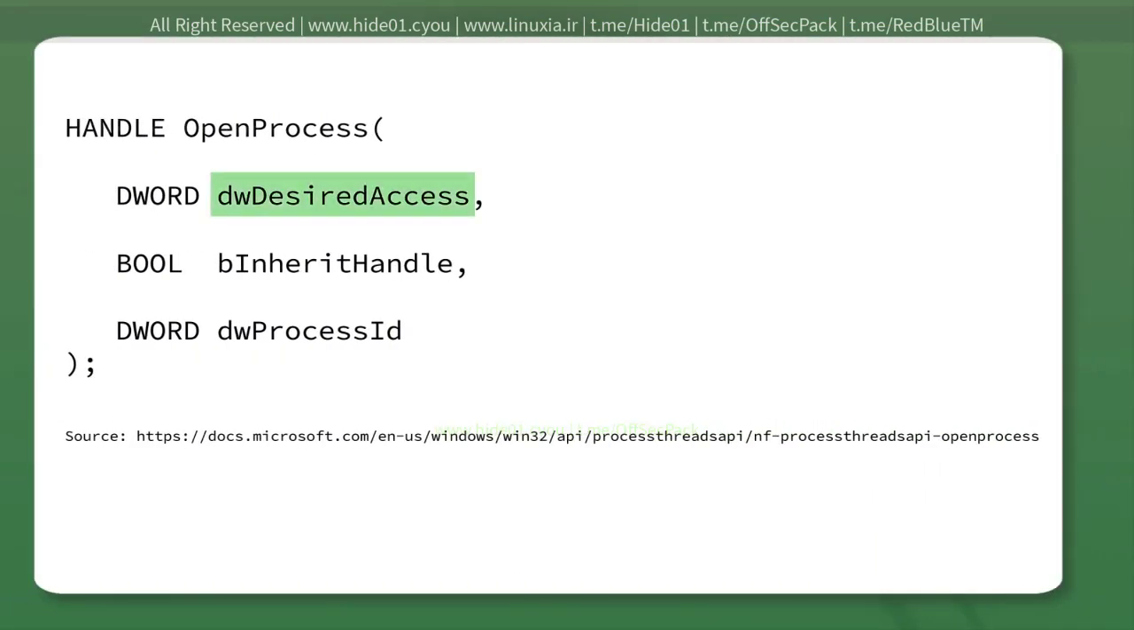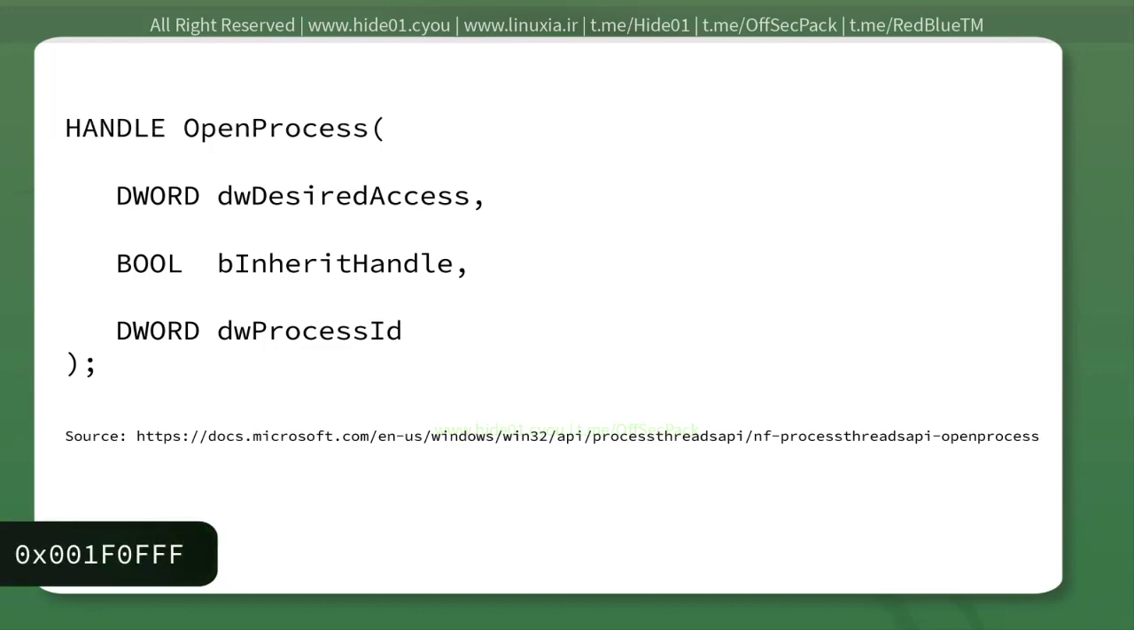The first argument is the access right we want to obtain for the remote process. Its value will be checked against the security descriptor. In our case, we request the process all access right, which will give us complete access to the explorer.exe process. In our code, we need to reference process all access by its hexadecimal representation.